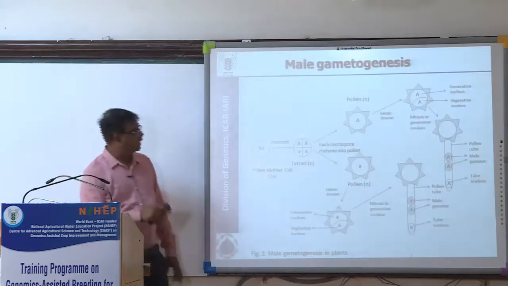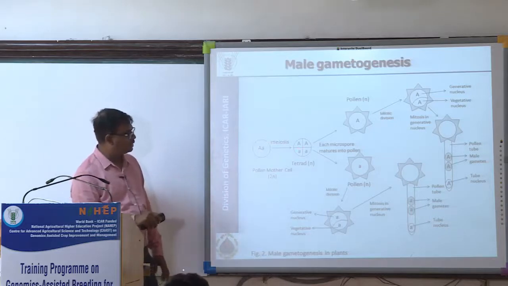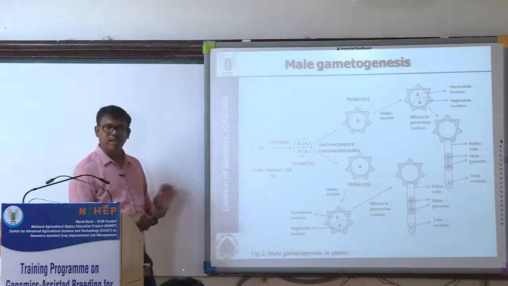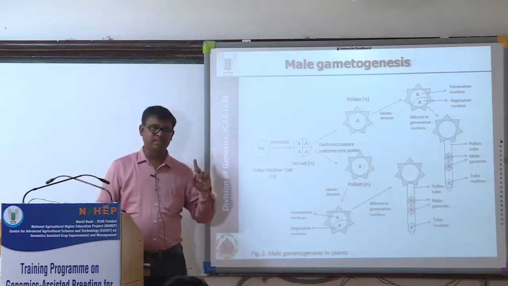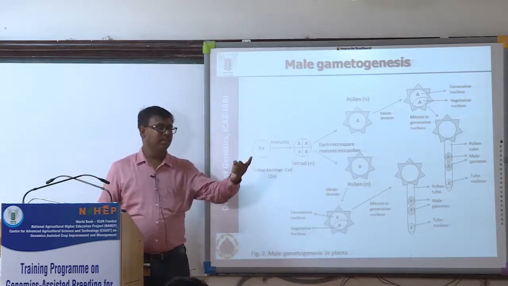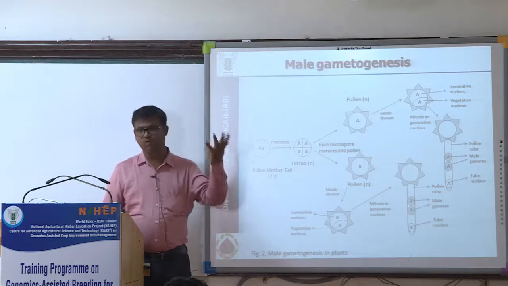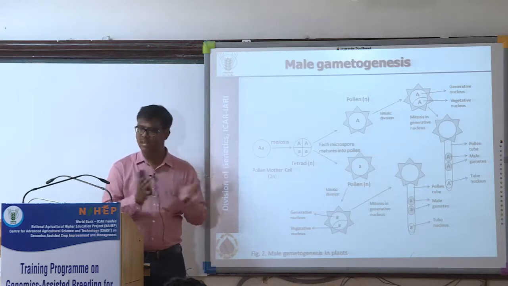In male also it is like this, if the pollen mother cell undergoes meiosis, it produces 4 cells, each of these 4 cells will mature into a pollen. So again there will be 2 capital A and 2 small a, so there is 50-50. In female, one egg mother cell will lead to finally one ovule, while here one pollen mother cell will lead to 4. But in every case, it is a 50-50% distribution of capital A and small a.